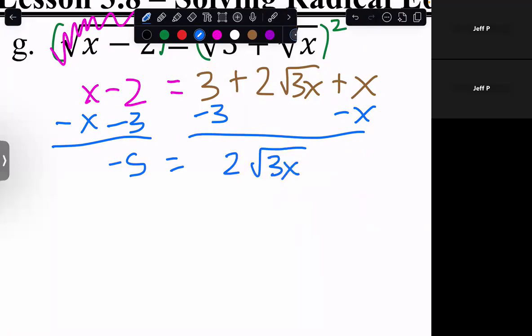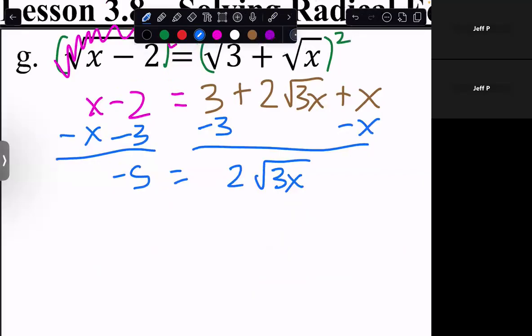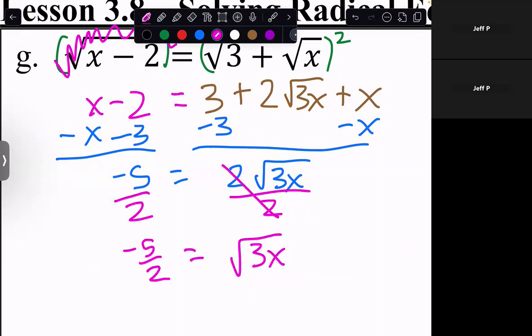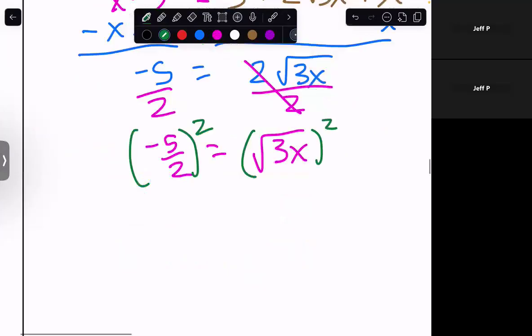Correct? Divided by 2, and 10. Okay, good idea. Beckett said, let's get rid of the 2 by dividing by 2 because we want to get the radical by itself. Now the radical is isolated, right? Nothing in front of it, nothing behind it. So now we do another exponent. It's still a square root, so we're still going to do an exponent of 2 on both sides.